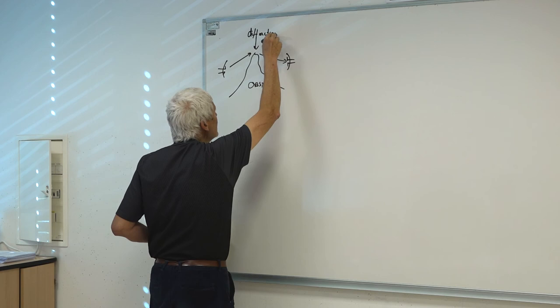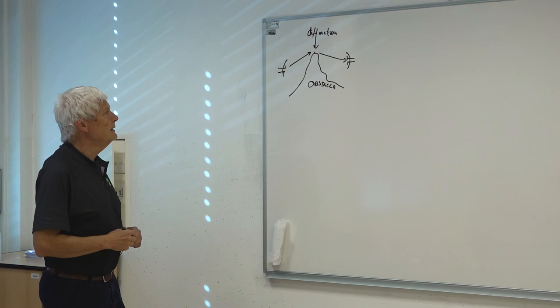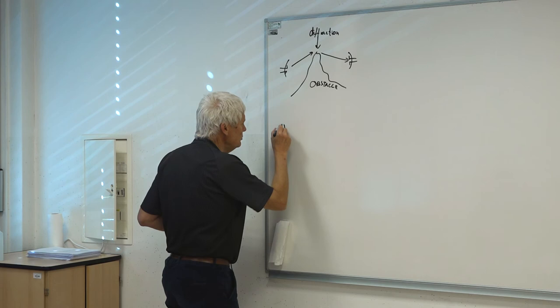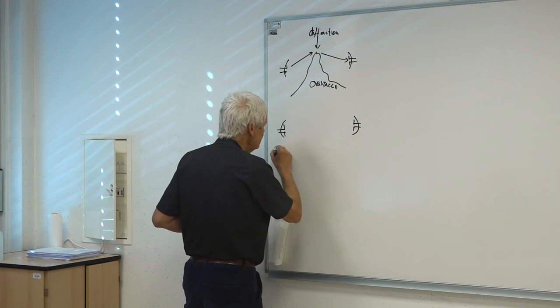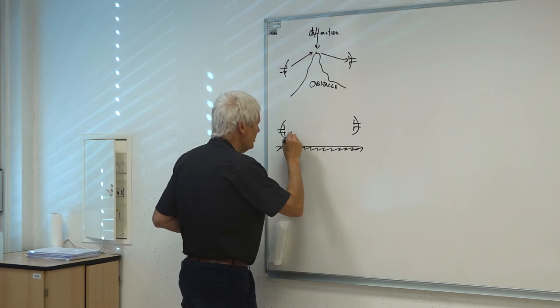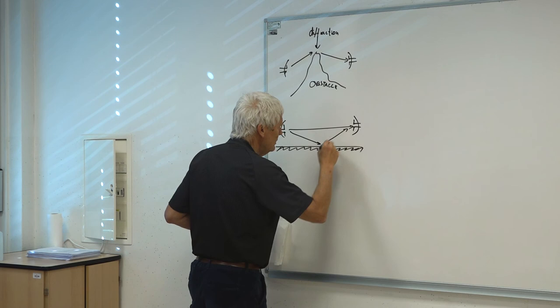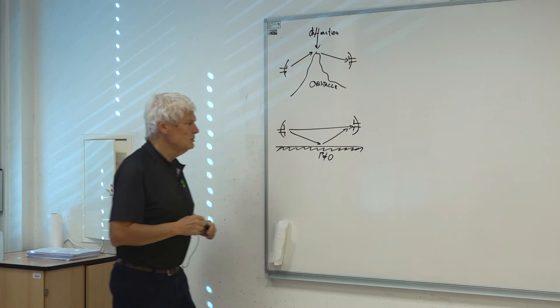There are other possibilities. We may have an unobstructed view between two antennas, but we may have unwanted reflection of the ground or of other objects. So I have a direct ray, but I also have a reflected ray, and here the reflection coefficient is different from zero. So we get some reflection.